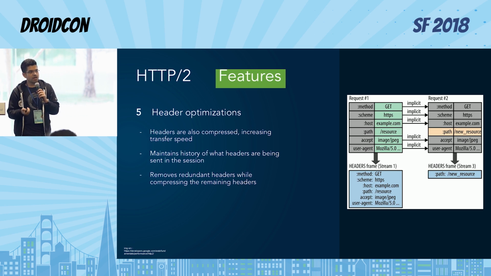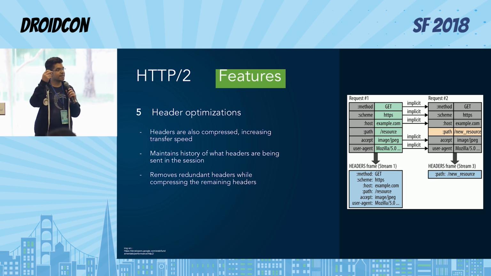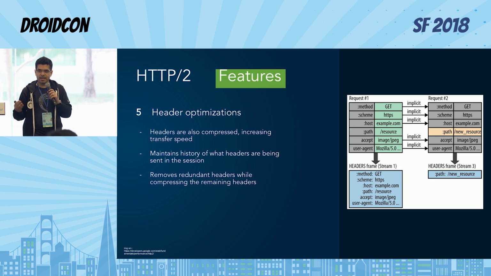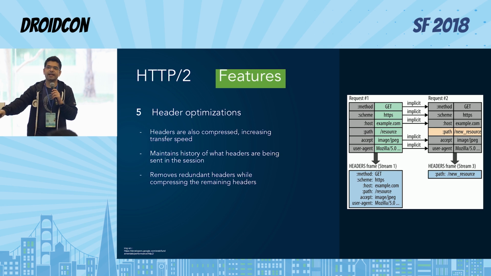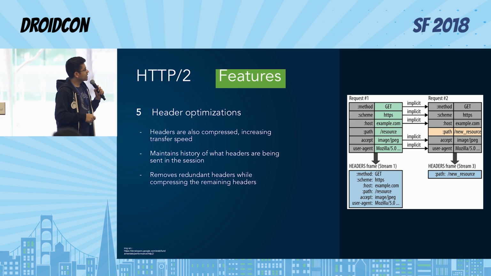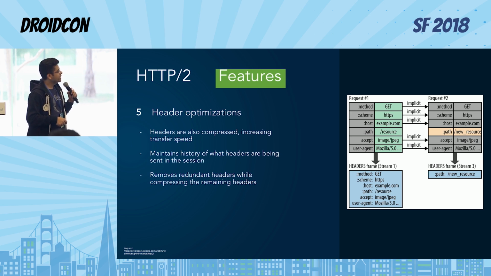So what HTTP2 does is, first of all, it maintains a history of the header values for a single session, and whichever header is being repeated, it doesn't send it over the wire again for that session. So in this example, if it's visible on the back too, request number 1 has all of these fields, and request number 2 has only a new field called path.